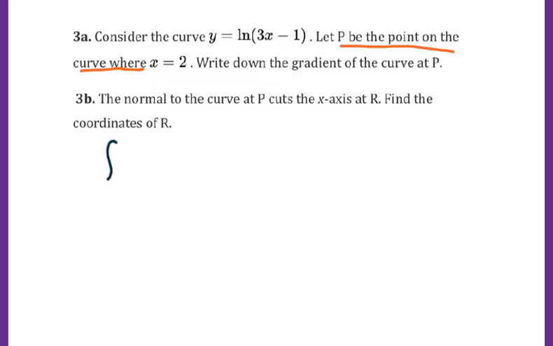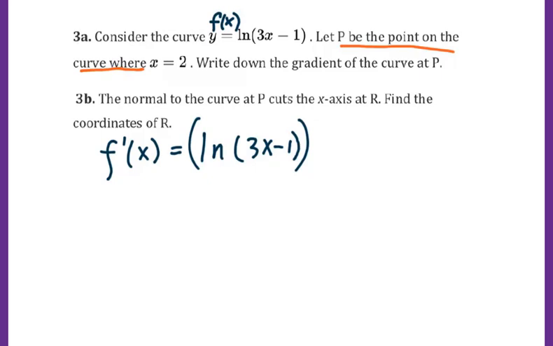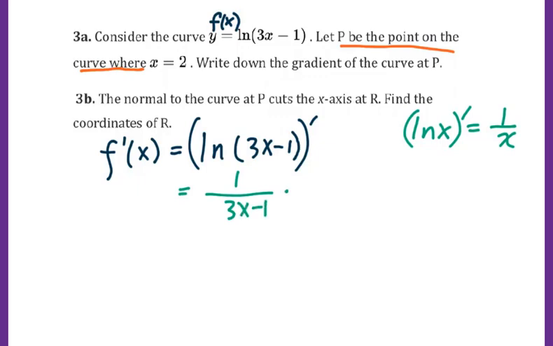We have to do the derivative of f(x). You will get the derivative of natural log of 3x minus 1. Derivative of natural log, you will get 1 over x. So we get 1 over 3x minus 1. Then using the chain rule to do the derivative of 3x minus 1, you will get 3. So we get 3 over 3x minus 1.